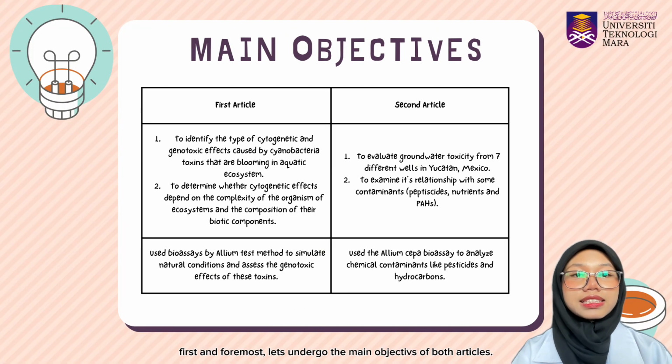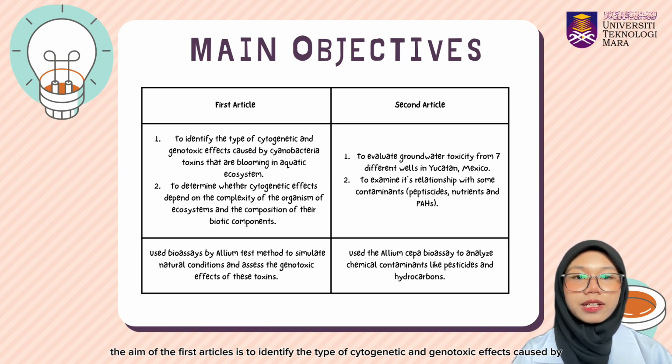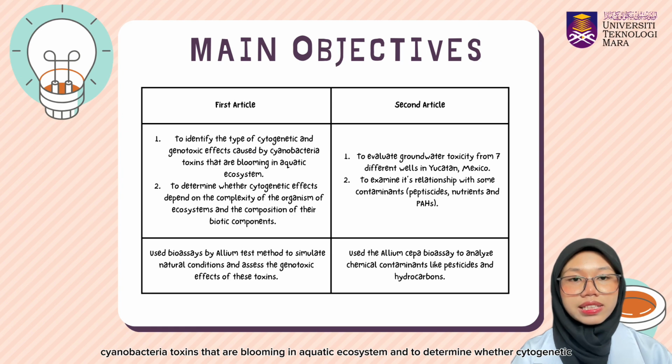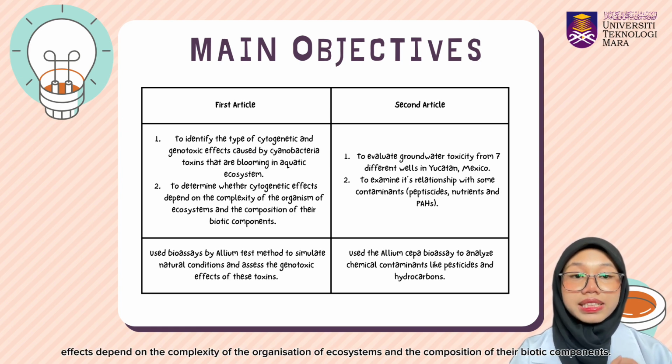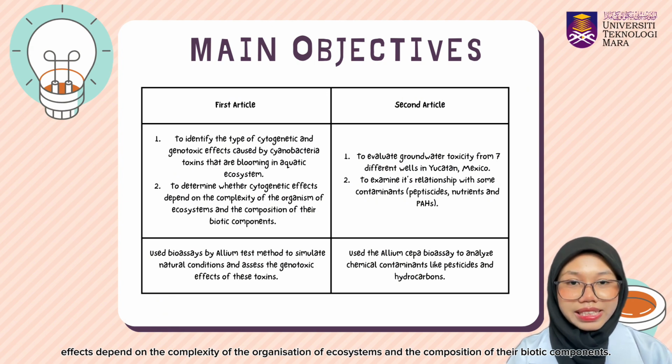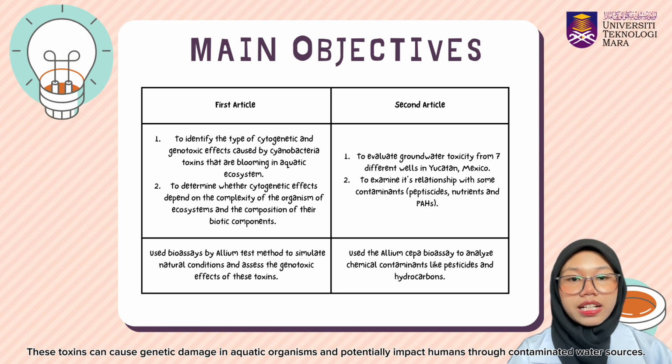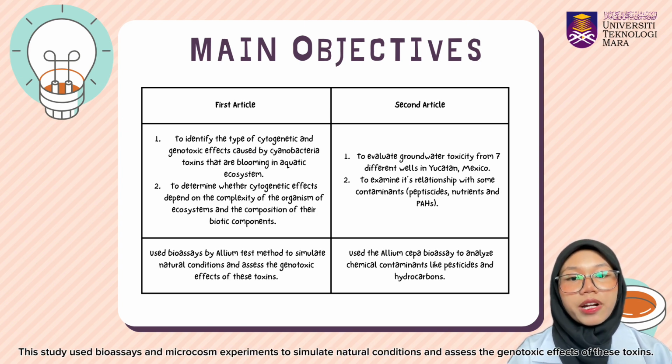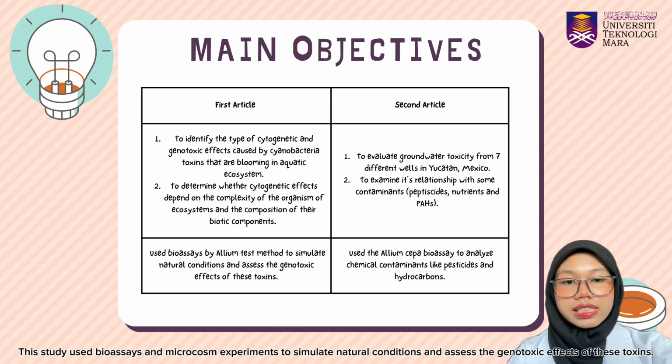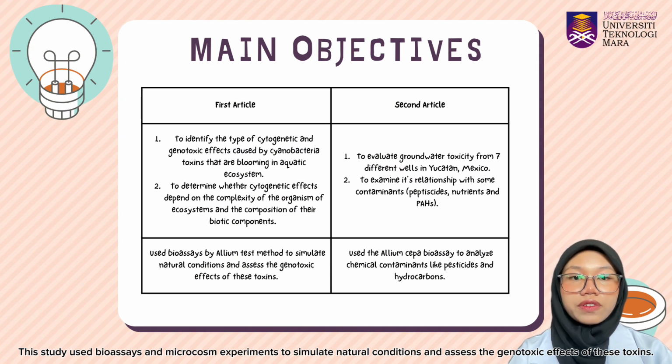First and foremost, let's go through the main objectives of both articles. The aim of the first article is to identify the type of cytogenetic and genotoxic effects caused by cyanobacteria toxins that are blooming in aquatic ecosystems, and to determine whether cytogenetic effects depend on the complexity of the organization of the ecosystem and the composition of their biotic components. These toxins can cause genetic damage in aquatic organisms and potentially impact humans too through contaminated water sources. This study used bioassays and microcosm experiments to simulate natural conditions and assess the genotoxic effects of these toxins.